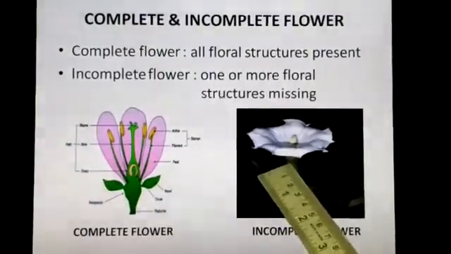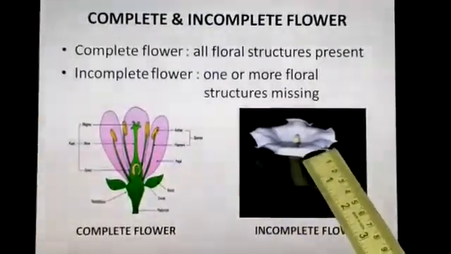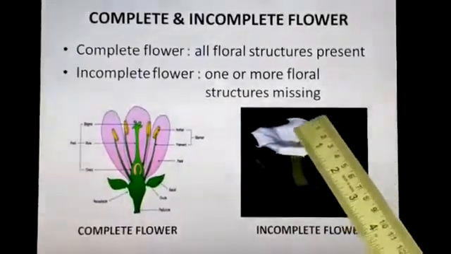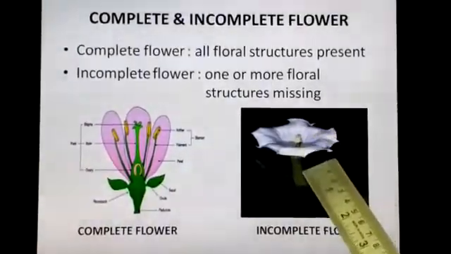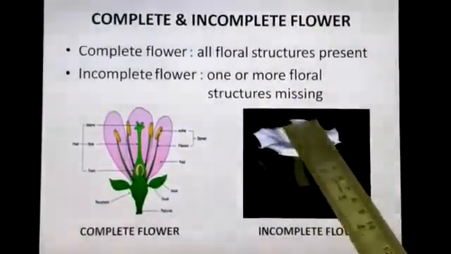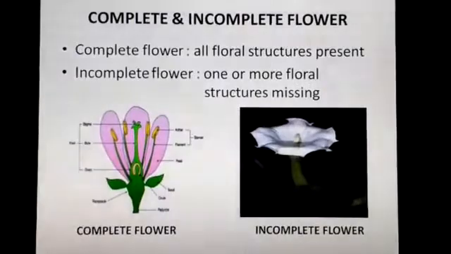If you look at this figure, this flower has got sepals, petals and pistil present. Stamens are absent. So such a flower in which one or more floral structures are missing is termed as incomplete flower.